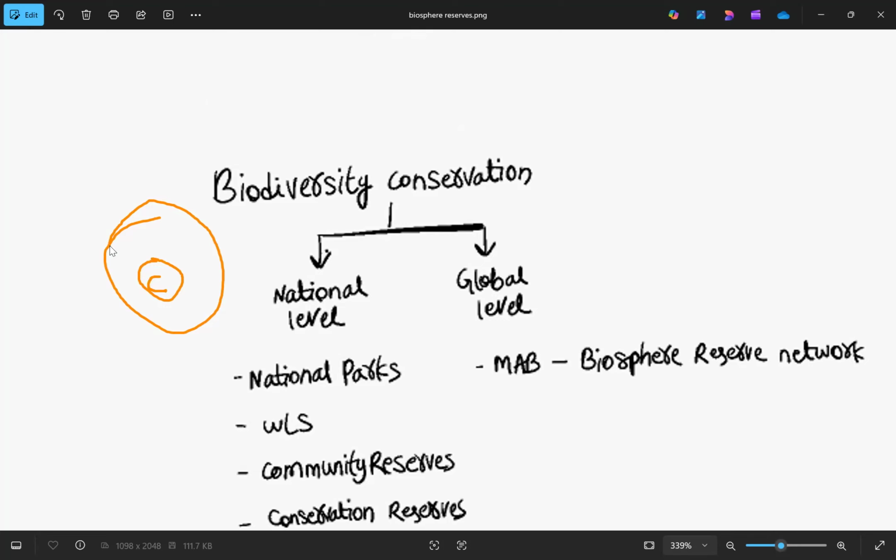And when we come to the protection level, a national park has a higher protection level than a wildlife sanctuary. So a wildlife sanctuary can be converted into a national park, but not vice versa. That means a national park cannot be converted into a wildlife sanctuary. So these are the basic differences between national parks and wildlife sanctuaries.